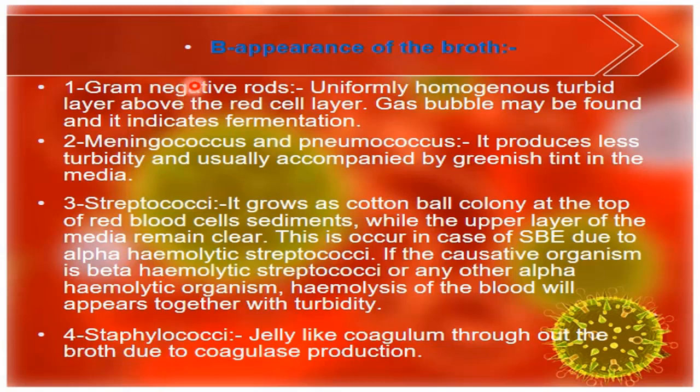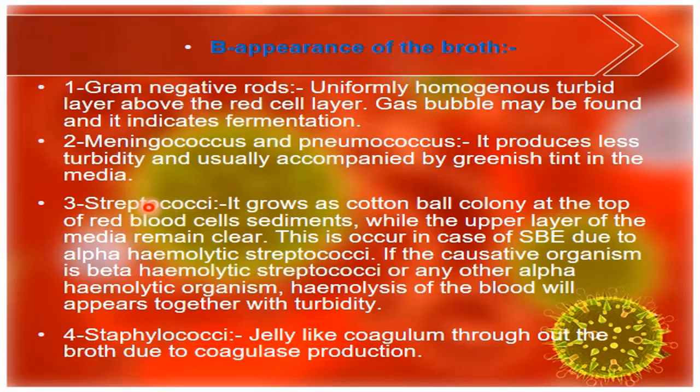In case of meningococcus and pneumococcus, meningococcus means Neisseria meningitidis, and pneumococcus means pneumonia caused by Streptococcus pneumoniae. Meningitis is caused by Neisseria meningitidis and pneumonia by Streptococcus pneumoniae. It produces less turbidity and is usually accompanied by a greenish tint in the media. We can clearly see green discoloration or greenish tint in the media. This means we have alpha hemolytic streptococci, and pneumococci can also be clearly seen.